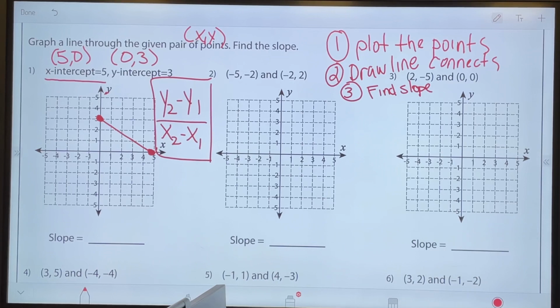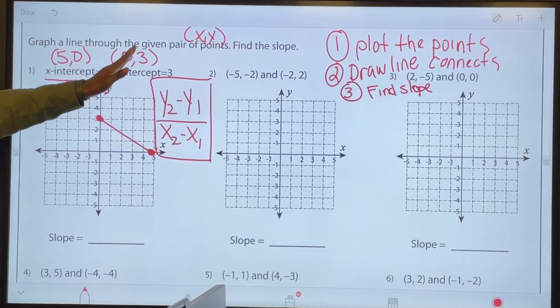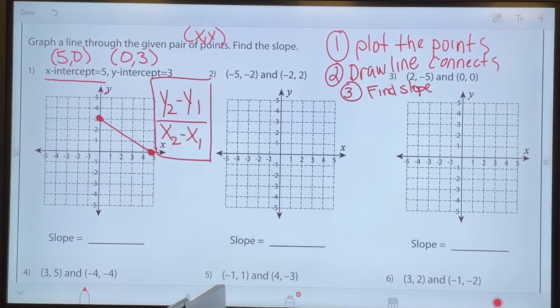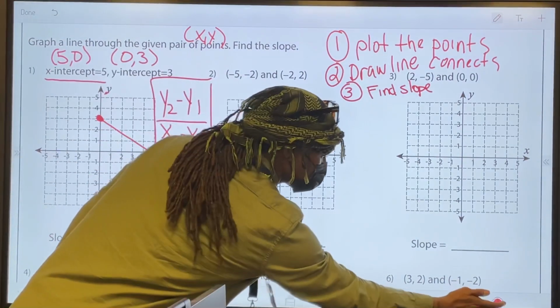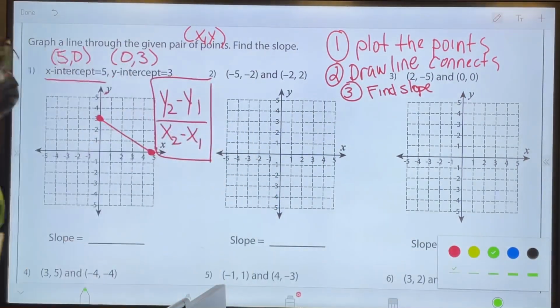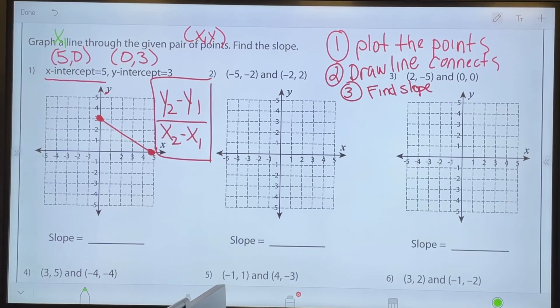Got it? Now, if I have 5, 0, and 0, 3, what's my x1? No, your x1. What's the first x? X1 is 5. Thank you. Label it, x1. What's the first y?